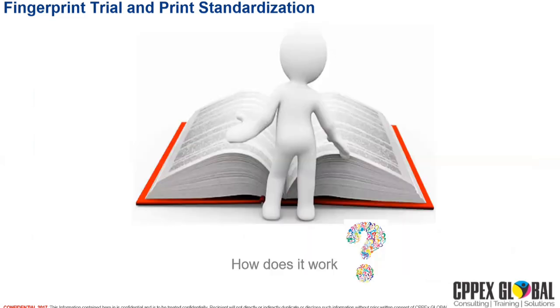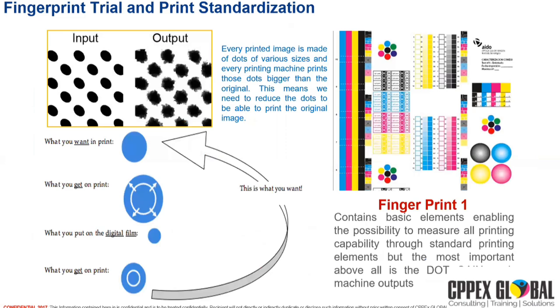So how does it work? Input and output dot. Every printed image is made of dots of various sizes, and every printing machine prints those dots bigger than the originals. If you have a 10% dot on your designs or on your plate, it's not possible to print only 10%. No. You will get a bigger dot on your printing machine when you are actually printing. This means we need to reduce the dots to be able to print the original image.